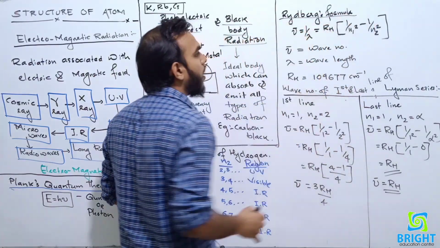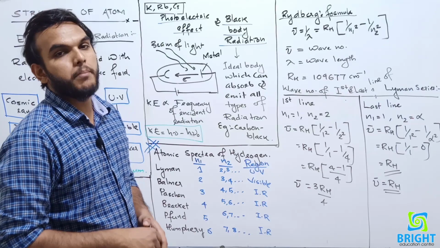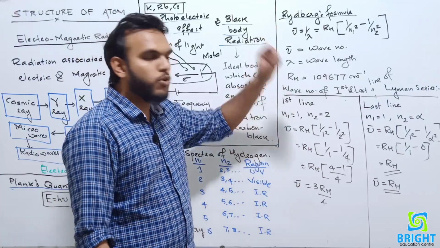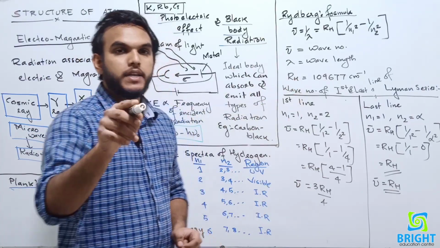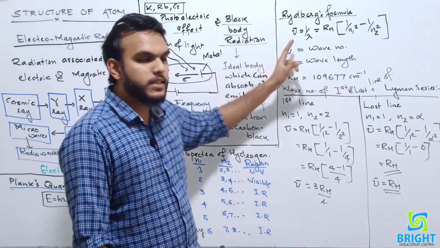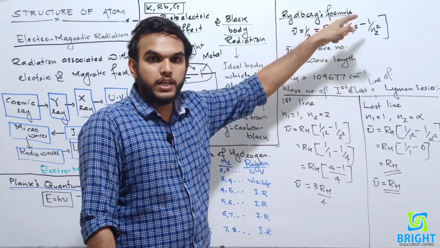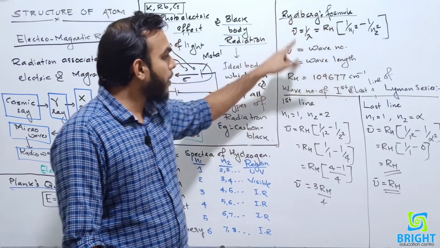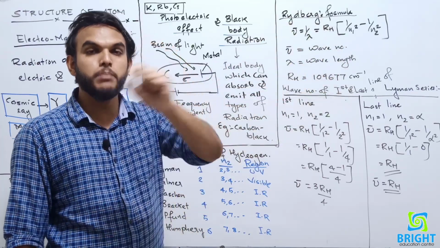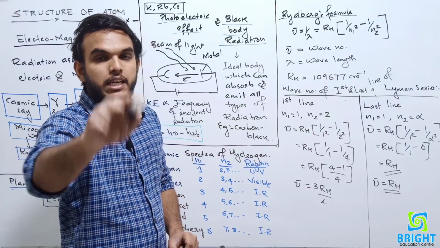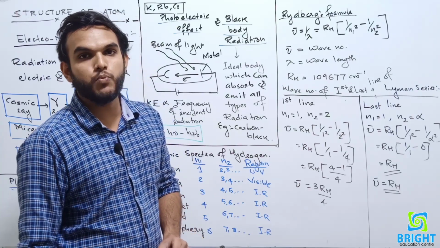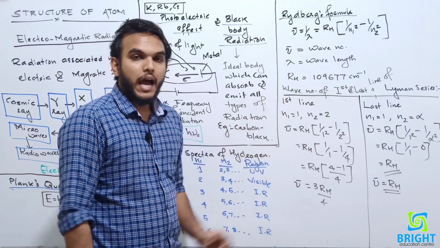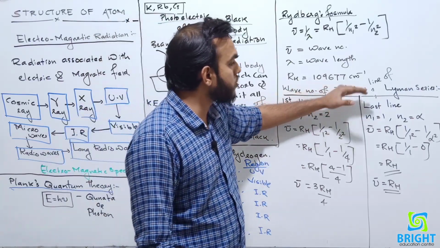What is Rydberg's formula? Nu bar, that is wave number, is equal to 1 by lambda, where lambda is wavelength; wave number is inversely proportional to wavelength. It is equal to RH into (1 by n1 square minus 1 by n2 square). Here nu bar is the wave number, lambda is the wavelength, and RH is known as the Rydberg constant, and the value is 109677 centimeter inverse. What's the value of RH? 109677 centimeter inverse.